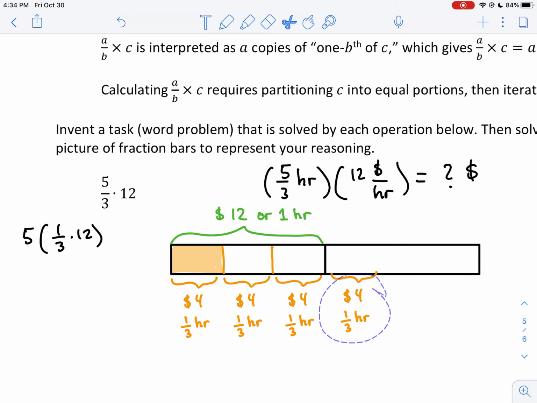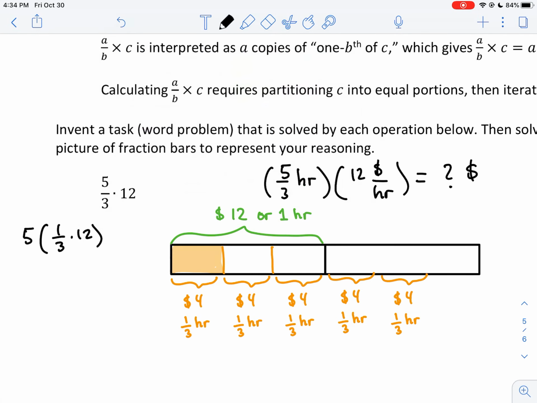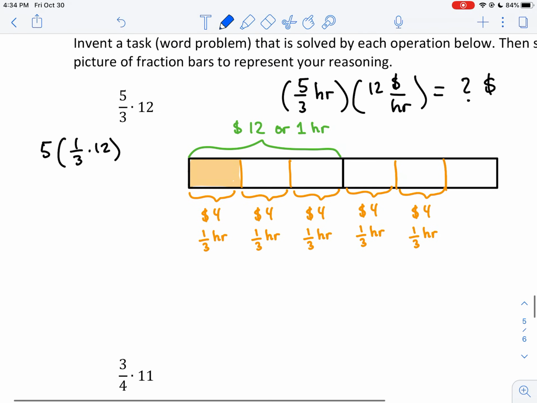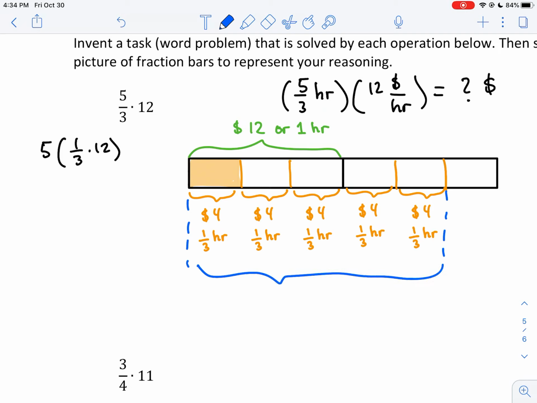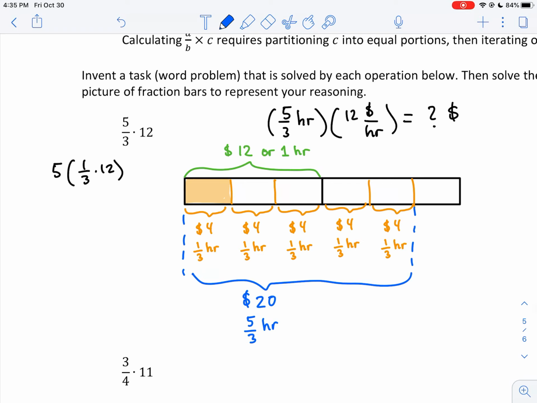So there's 2, 3, 4, 5. So we have to partition this one as well into thirds. And we have a result then. Five times 4 is 20, so we have $20 here, or we have 5/3 hours. So 5/3 hours times $12 per hour gives us $20 total.